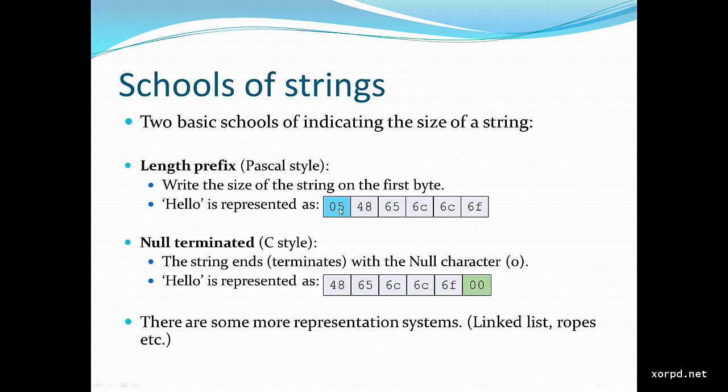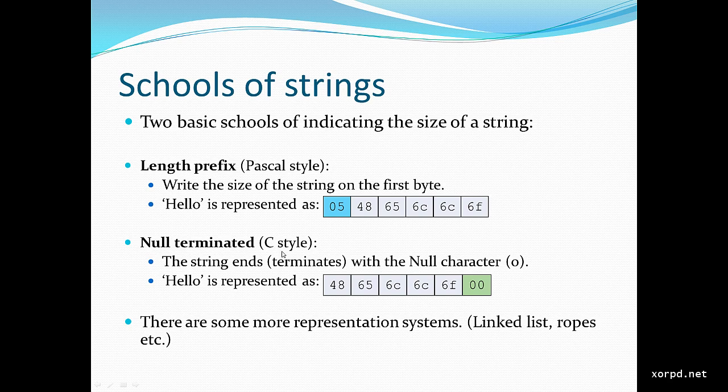The first byte is going to be 5, which represents the amount of bytes in this string, because we have 5 letters. 1, 2, 3, 4, 5. So the first byte is going to be the length, and the next 5 bytes are going to be the actual string. So by reading the first byte, we can know the size of the string. This is the Pascal style, or the length prefix.